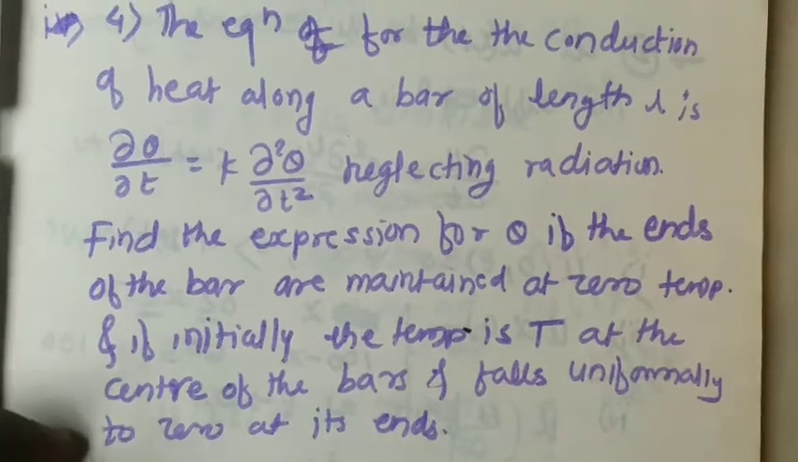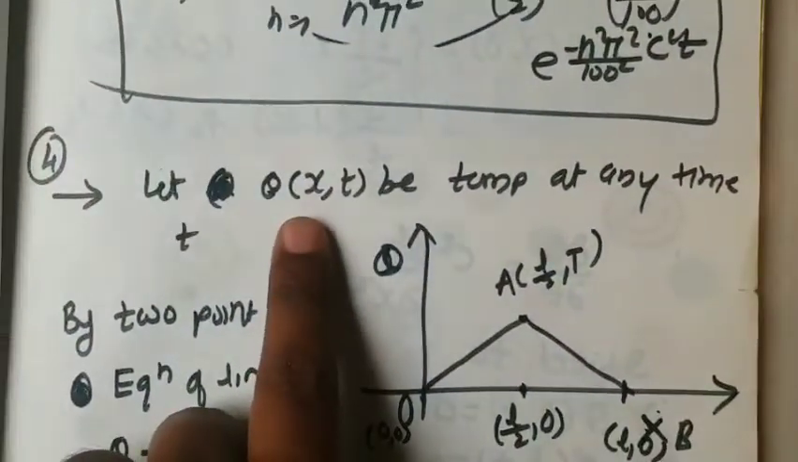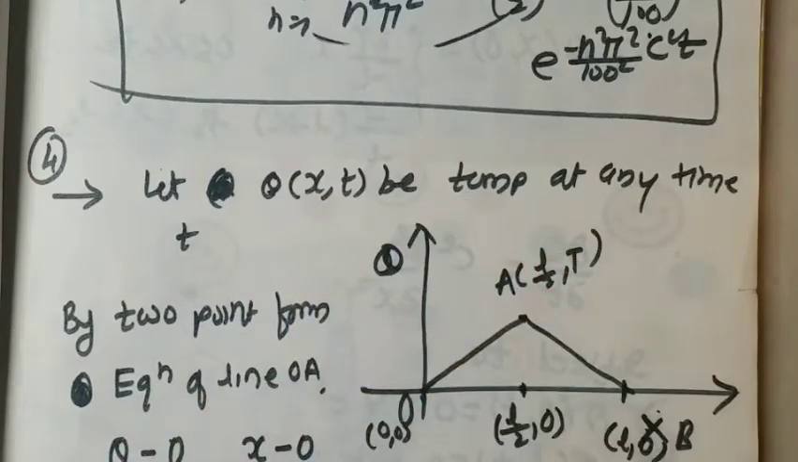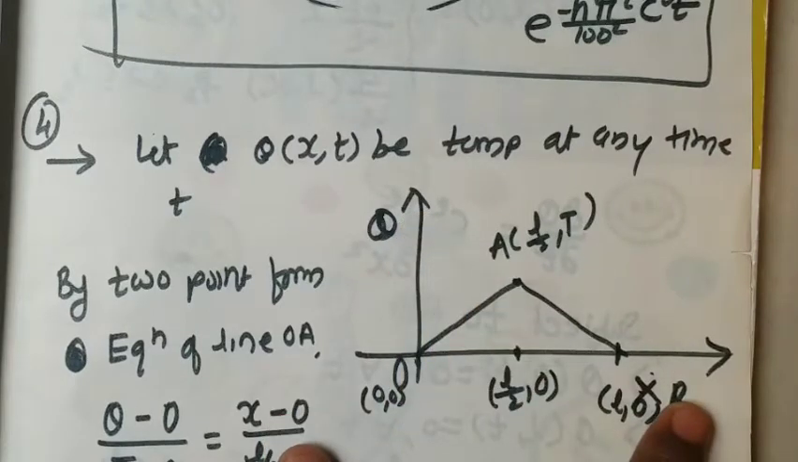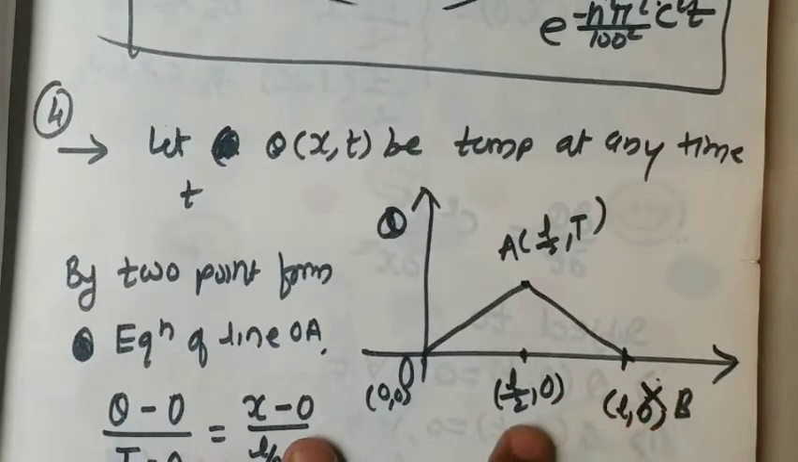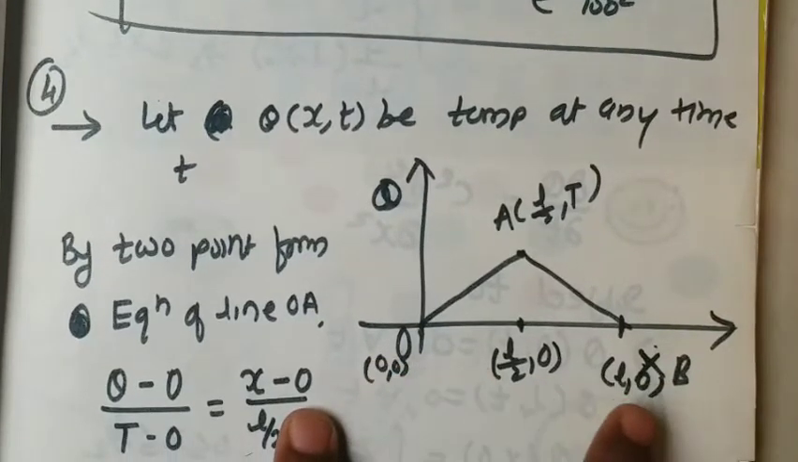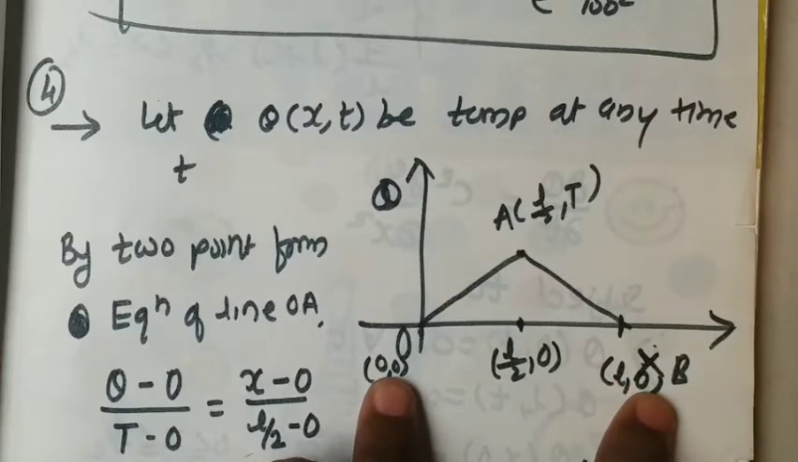For calculating this temperature, you need to understand this diagram. So theta is the temperature in this problem. Theta of x comma t is the temperature at any time t. Along this axis I have taken the temperature, along this axis x, horizontal x, the length of the rod. So the total length of the rod is L. At this end point and at this end point, the temperature is 0 at both the end points.